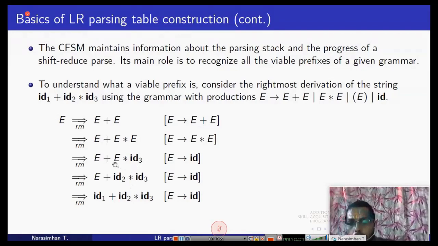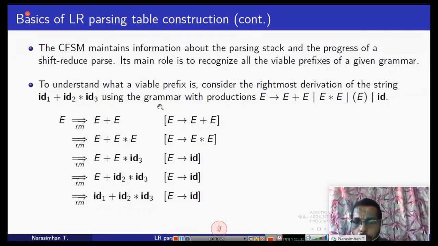Now this is the rightmost E. You replace that with ID2. This is the rightmost E now. Replace that with ID1. So finally you end up with the input string ID1 plus ID2 star ID3. So this is the rightmost derivation of the input string ID1 plus ID2 star ID3. The productions used here are listed.